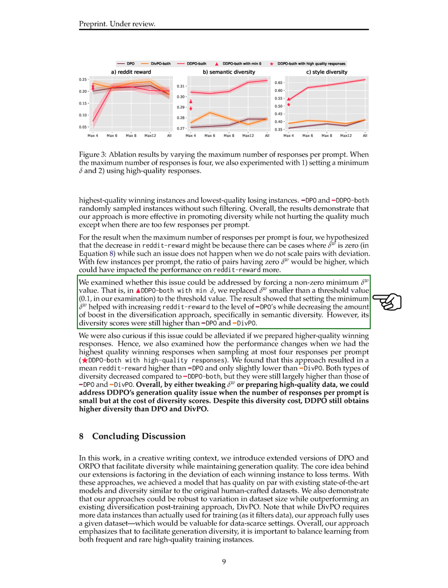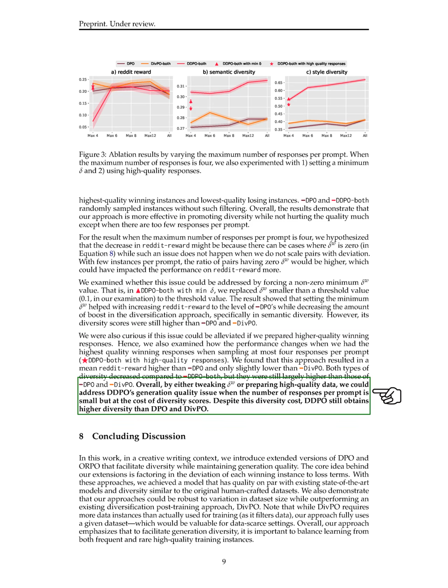We also investigated whether using higher quality winning responses would help. When we sampled only the best responses, we achieved higher average rewards than DPO and nearly matched DIVPO, although both types of diversity decreased. Overall, by adjusting our calculations or using high-quality data, we could improve DDPO's generation quality with fewer responses, but this came at the cost of diversity. Despite this, DDPO still maintained higher diversity than both DPO and DIVPO.